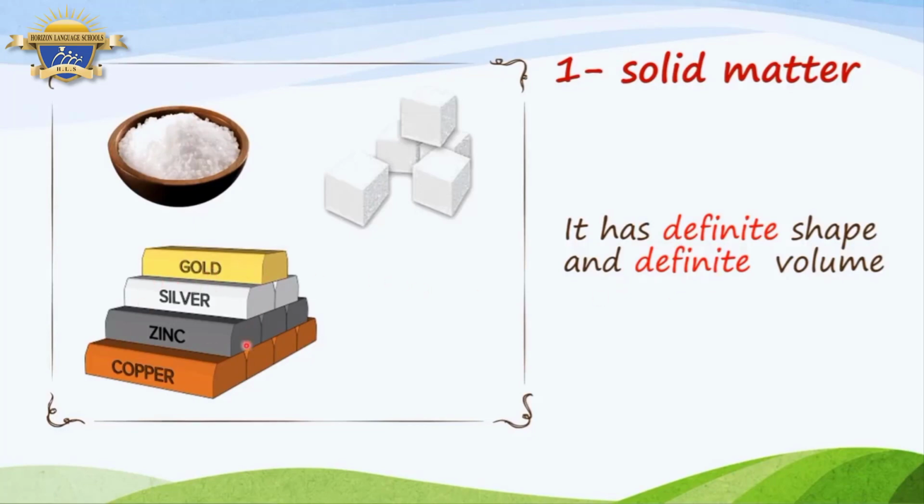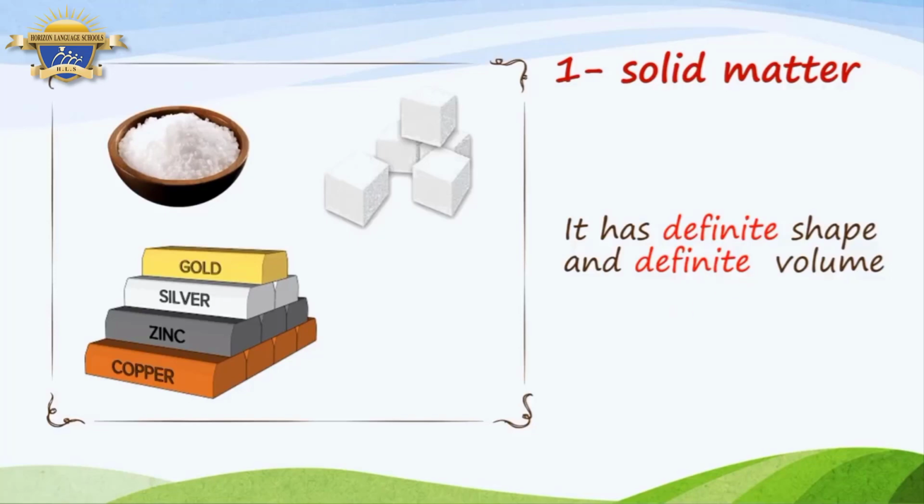Now, if you change the place of yourself, or the place of a cup of tea or the bag, will the shape of the bag change? Will your shape change? No. Why? Because you have definite shape, and because the bag has definite shape.